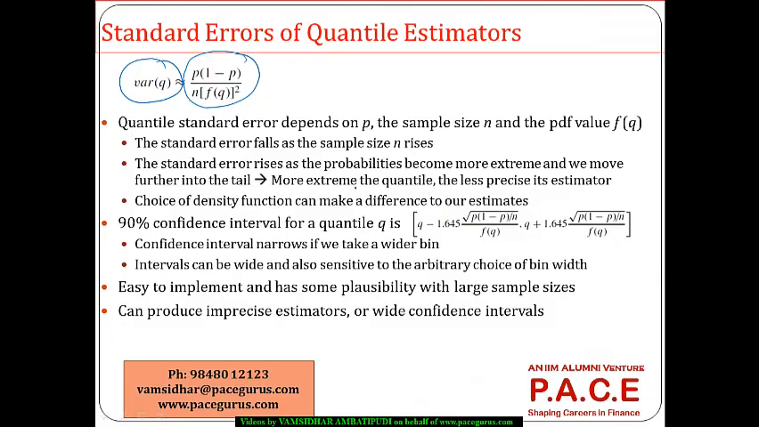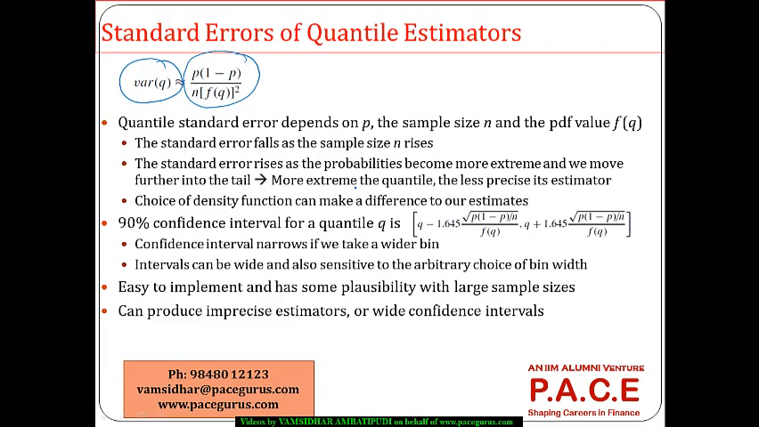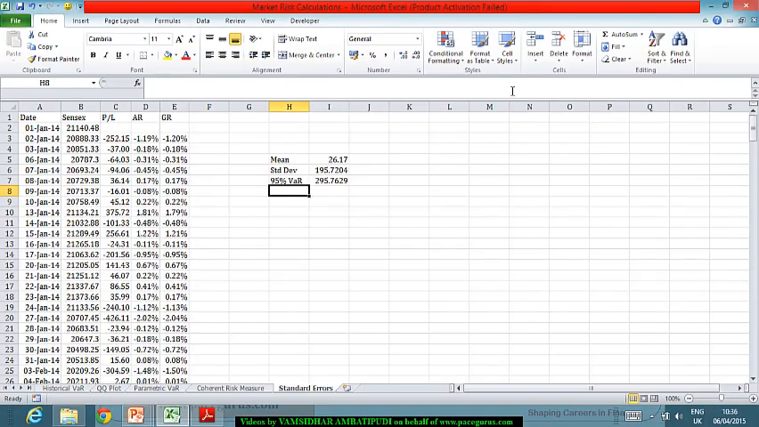Now what we are saying is that this is not a fixed value. There is an interval around it, and I am trying to look at that as P into 1 minus P divided by N into F of Q whole square. Now, for N into F of Q whole square, I will design one bin. What is that bin size? I want to design a bin with a value of plus or minus 5.